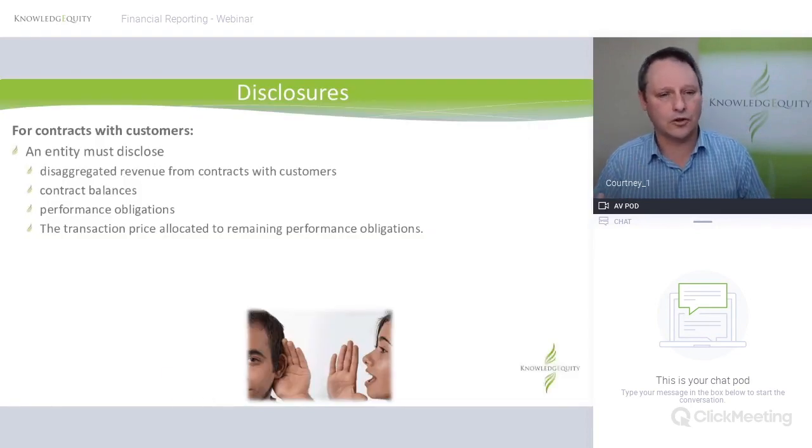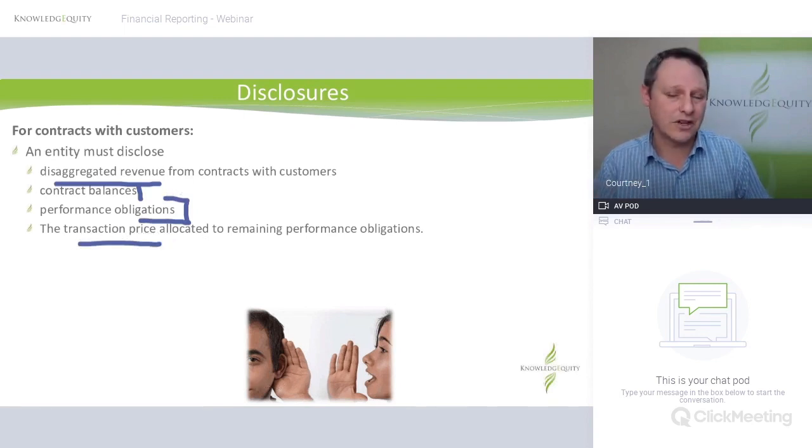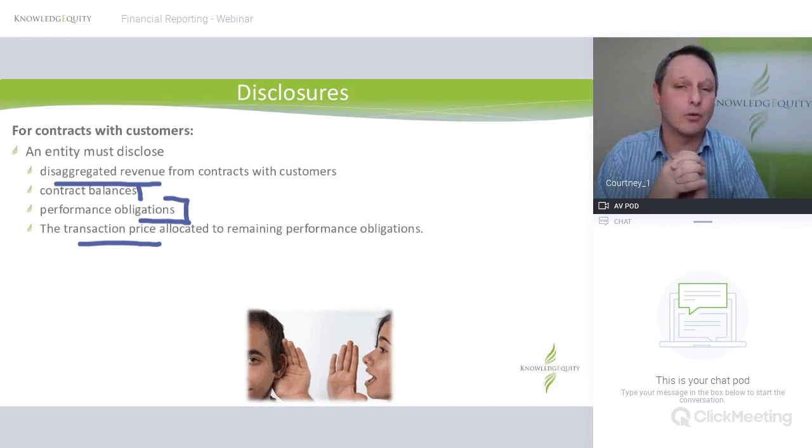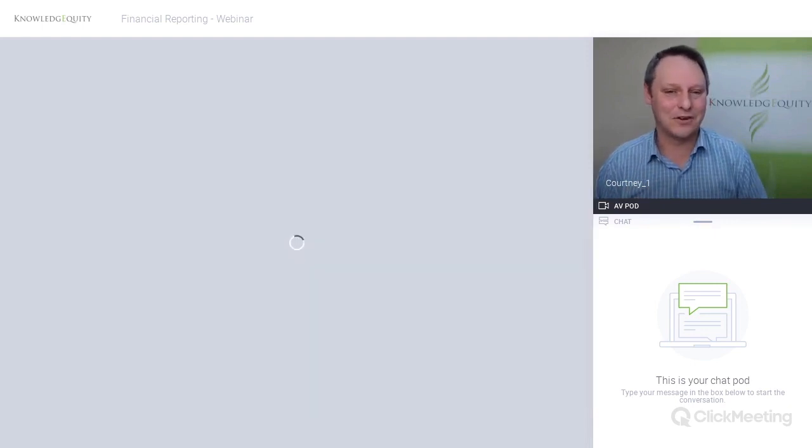Then when you have a contract, you need to disclose the disaggregated revenue, any contract balances, how many performance obligations, and the transaction price. So we're giving more information to the users, and that prevents hiding of revenues or smoothing them around or bundling them. It gives a much clearer picture.